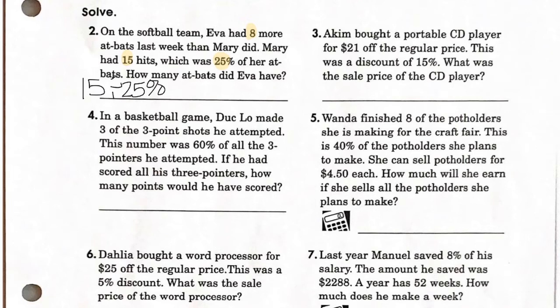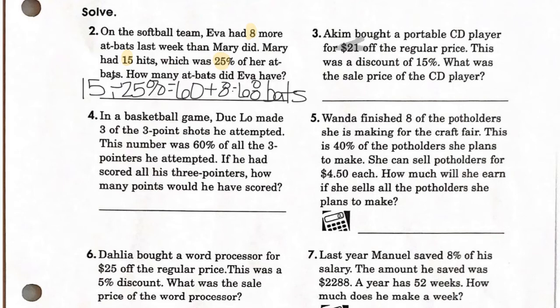And when I do that, I get an answer of 60. So she had 60 at bats. But I want to know how many Eva had. And Eva had 8 more than her. That means I'm going to add 8. So when I do that, I get 68 bats. Okay, so we just got to read and do what it's asking.